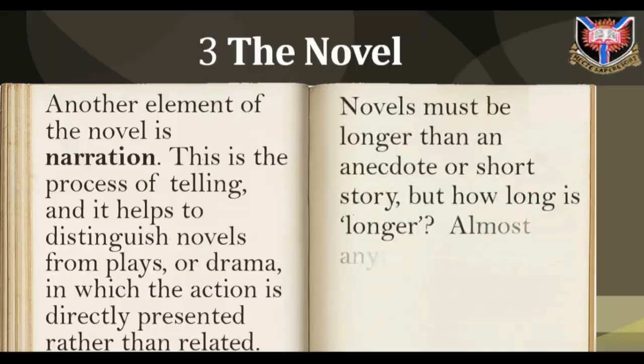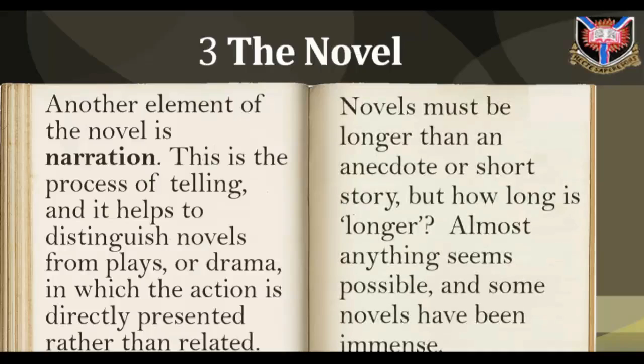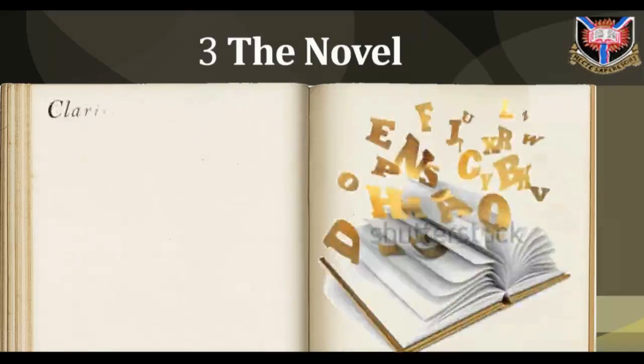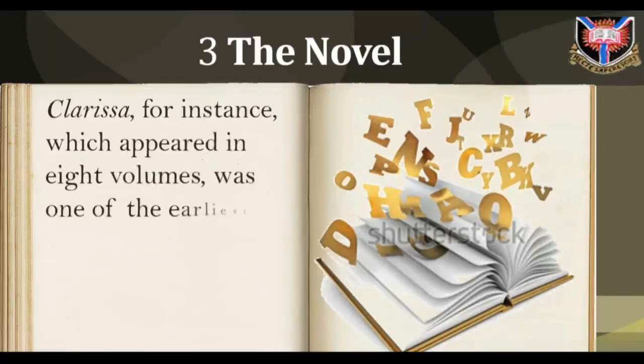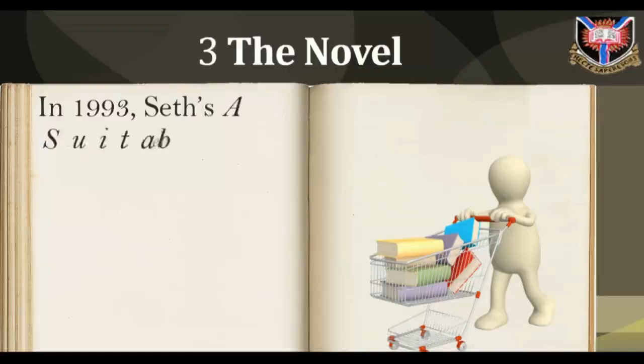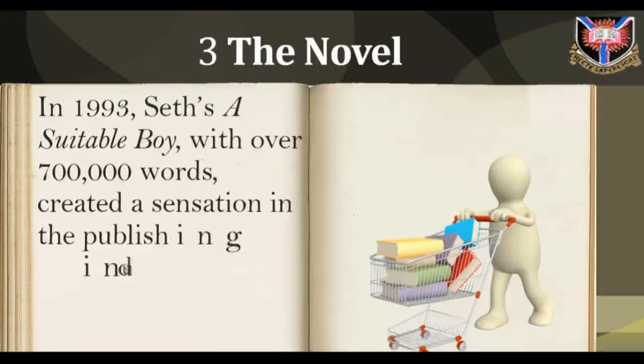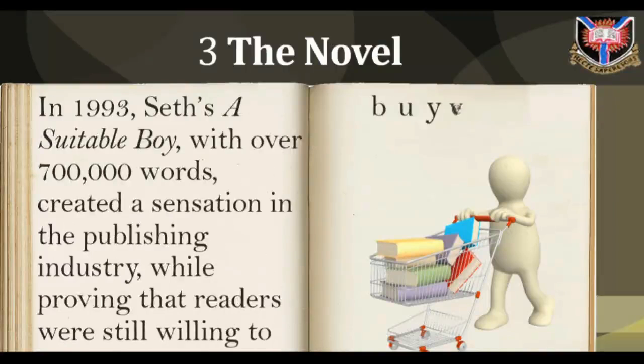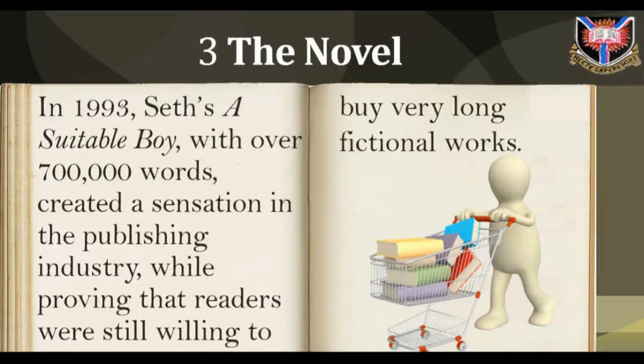Novels must be longer than an anecdote or short story. But how long is longer? Almost anything seems possible, and some novels have been immense. Clarissa, for instance, which appeared in 8 volumes, was one of the earliest novels of immense length, running to more than 1,000,000 words. In 1993, Seth's A Suitable Boy, with over 700,000 words, created a sensation in the publishing industry, while proving that readers were still willing to buy very long fictional works.